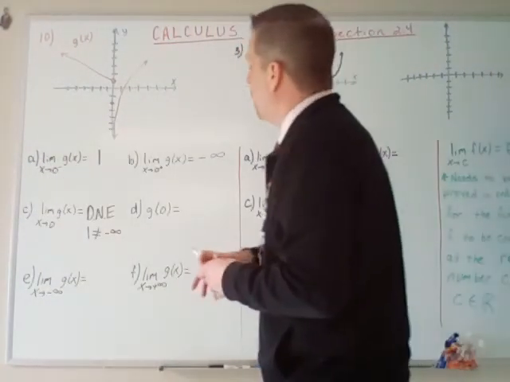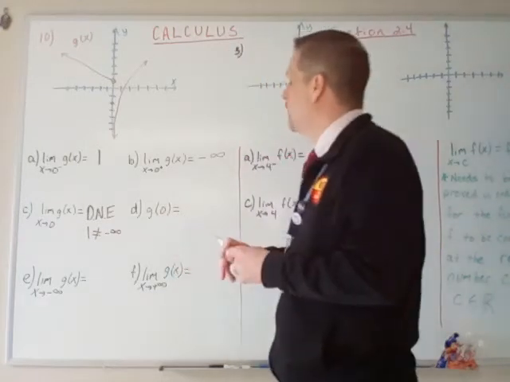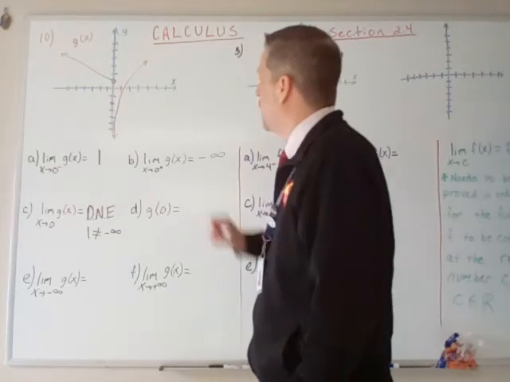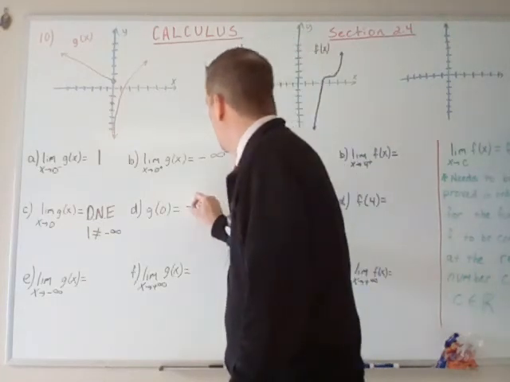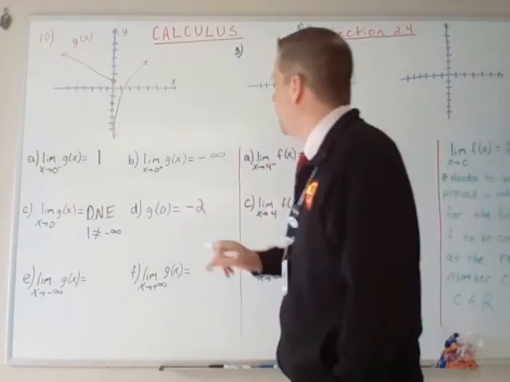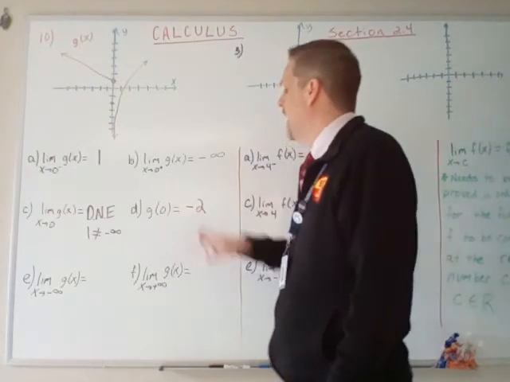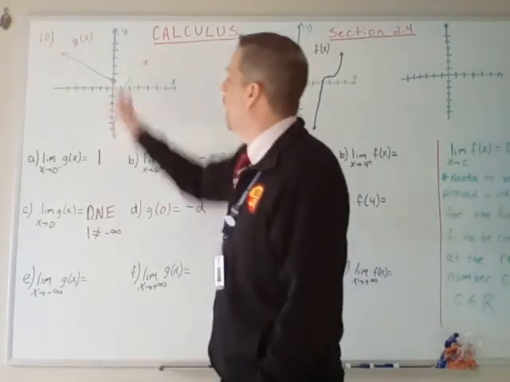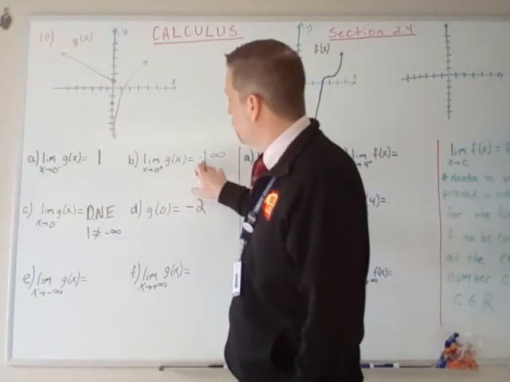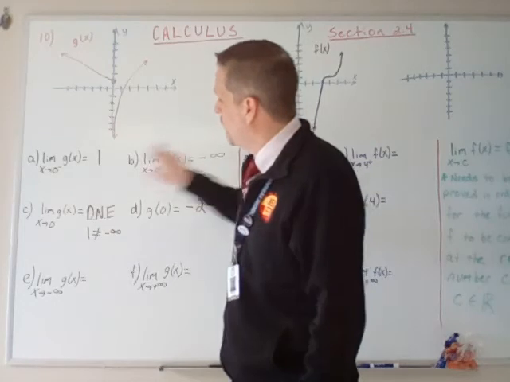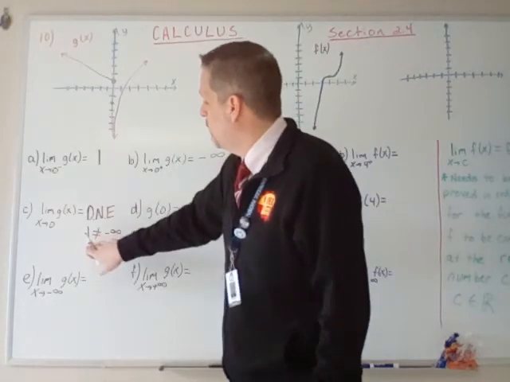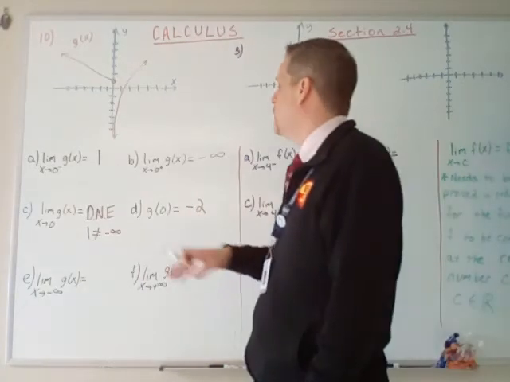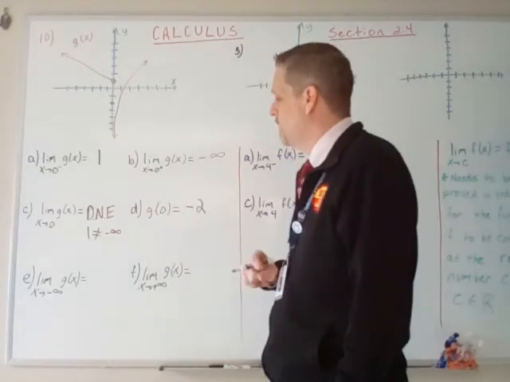Okay, what about the function at 0? Now, the function at 0 is defined. It has a point right here at (0, negative 2). So the function is defined at 0 to be negative 2. The output is negative 2 when the input is 0. And again, we've got right side limit is negative infinity, left side limit is 1. Double side limit does not exist. The function at 0 is negative 2. So all of the four parts here are different.